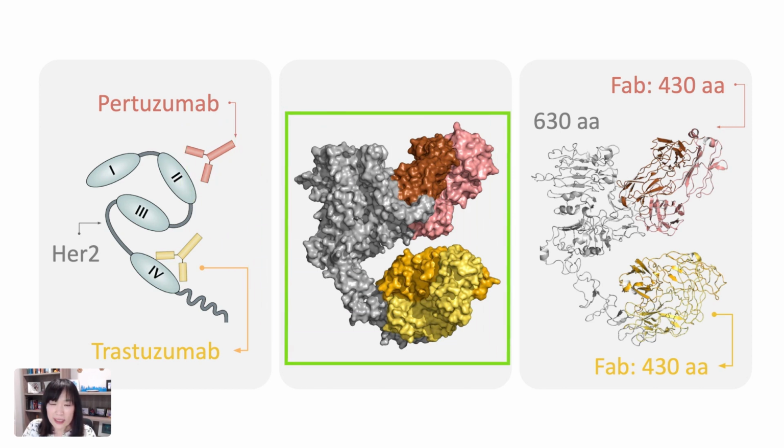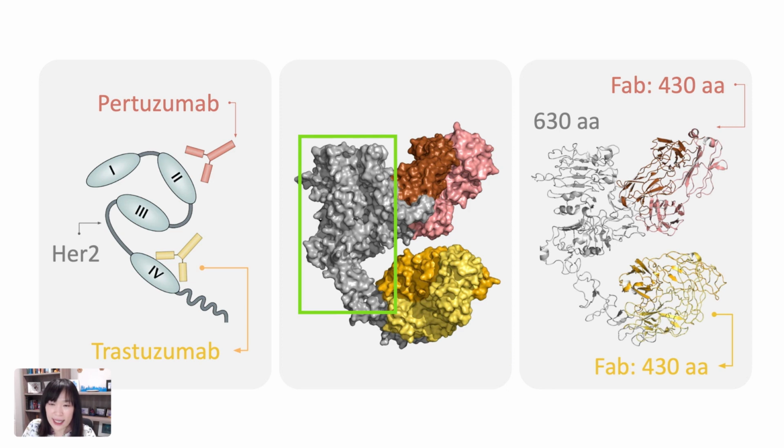So if we look at the actual structure of the protein in this surface representation, we'll see that this is kind of what HER2 looks like in gray, and pertuzumab looks like this pink and red blob here, and trastuzumab looks like this orange and yellow blob down here. And you can see that they do actually bind HER2 in very, very different places.